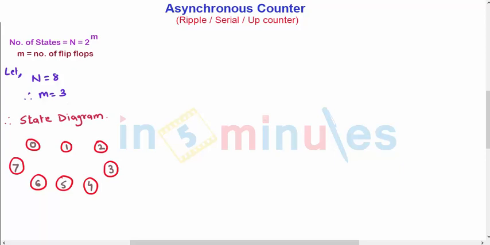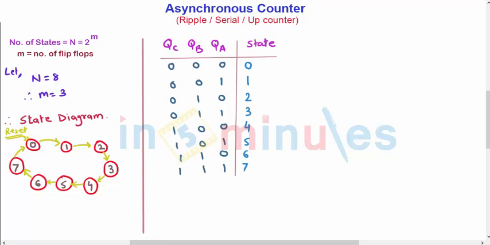Since it is a serial counter, how will the counter move? The counter will move from 0 to 1, 1 to 2, 2 to 3, 3 to 4, all the way to 7, and from 7 the number of states is over, that is 8, so it will move again to the 0th state. So now it's a loop, you don't know from where to start. So let us say that state 0 is the reset state, so we will set the 0th state as the reset state.